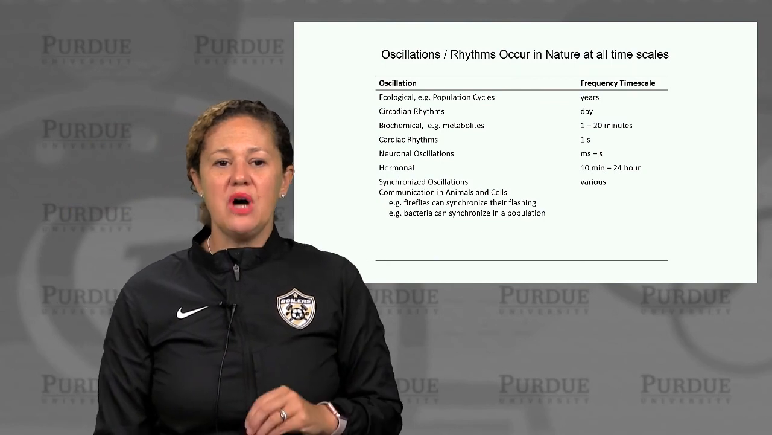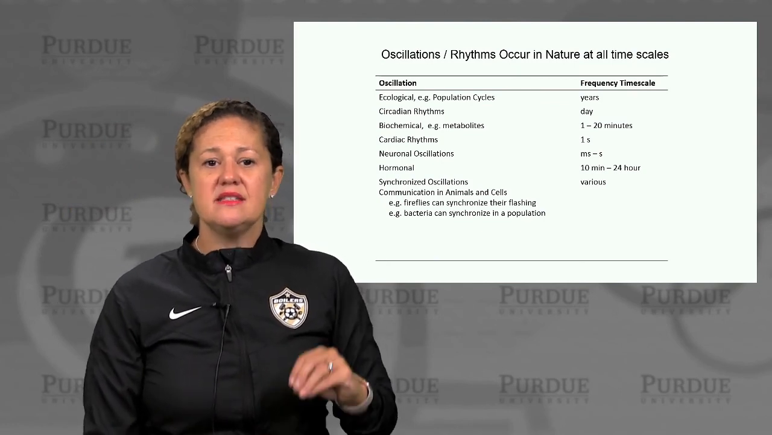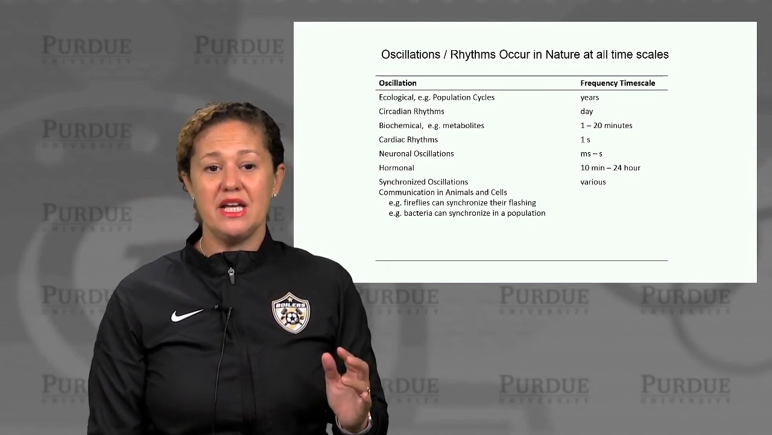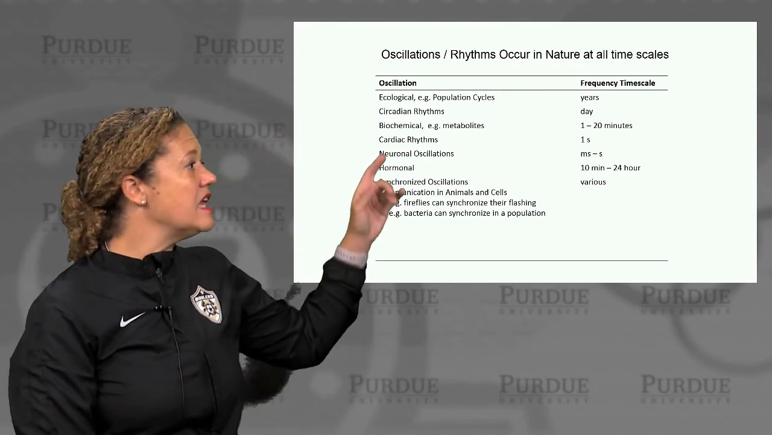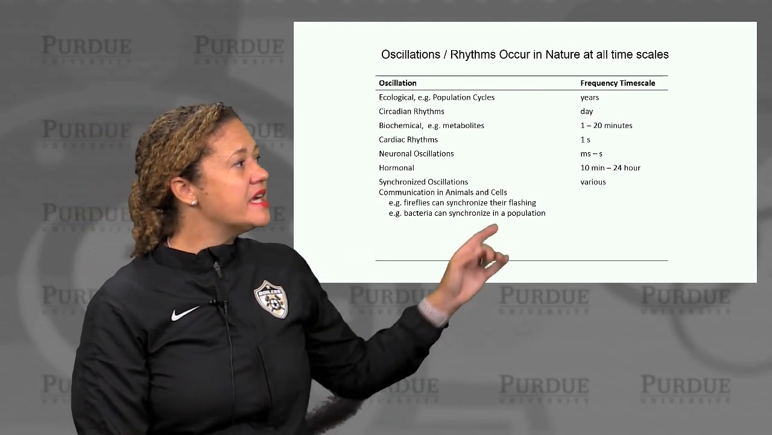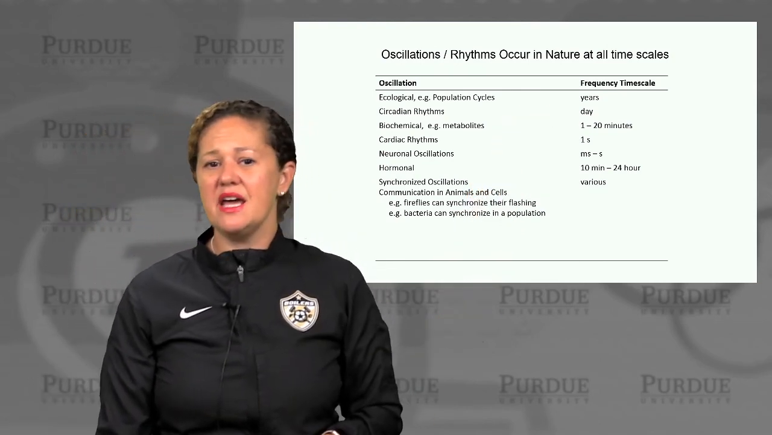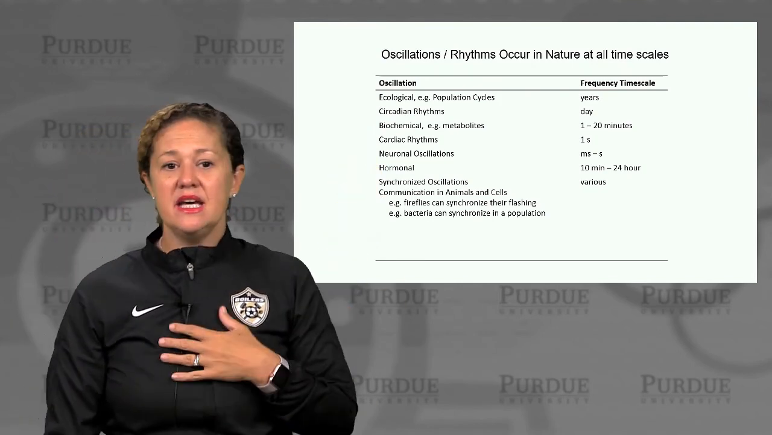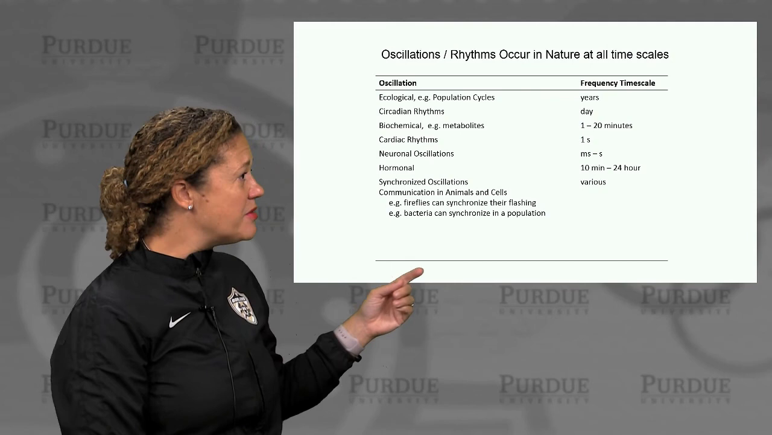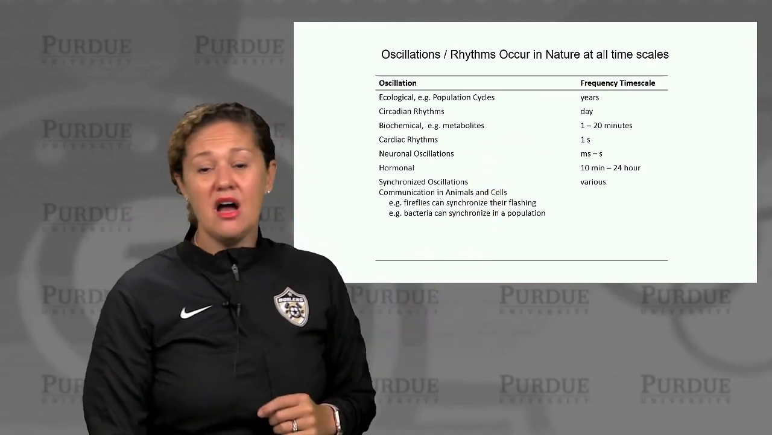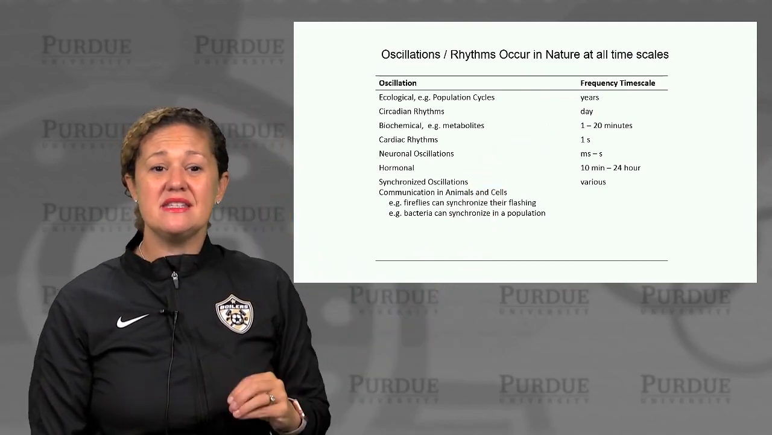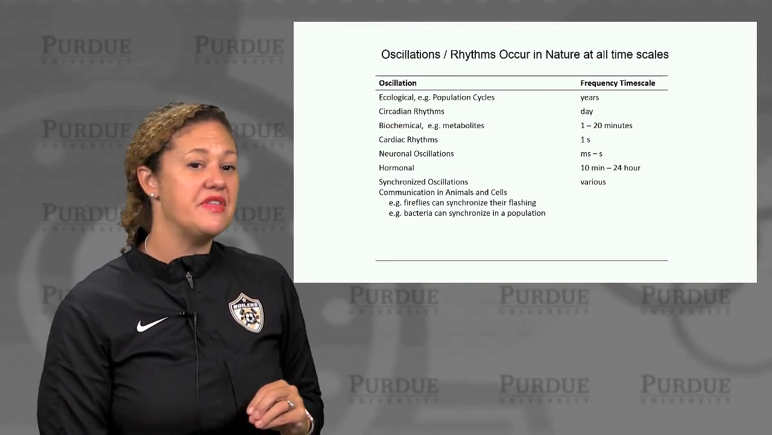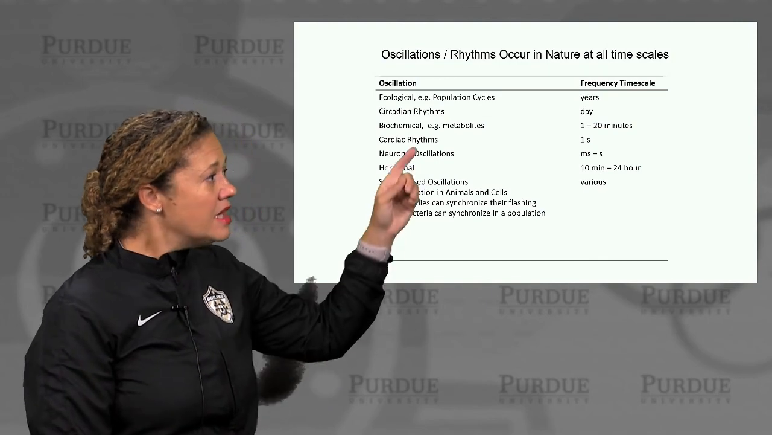So there are quite a few oscillations or rhythms, and stable rhythms, that occur in nature, and they occur at a very wide range of time scales, from ecological and population cycles that can have a frequency time scale on the order of years. We have circadian rhythms in us. These are rhythms that have a period of about a day. They also can be circadian rhythms down in single cells and in gene expression, and we'll look more closely at some models of that in the next lecture.